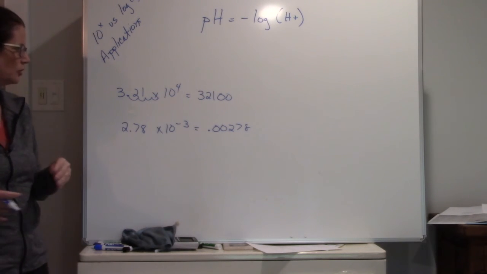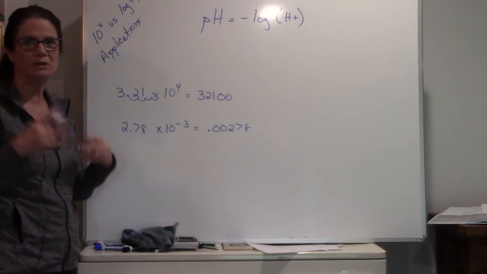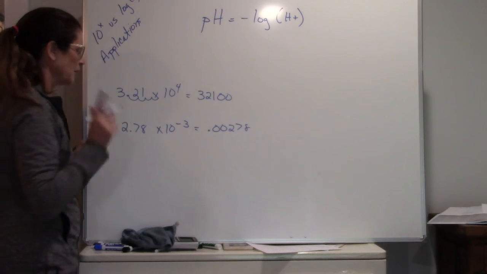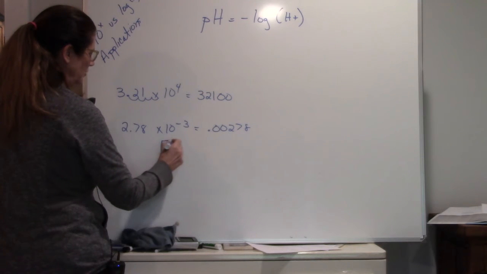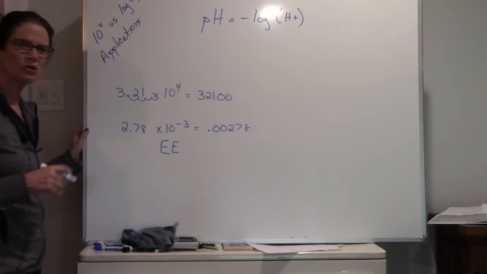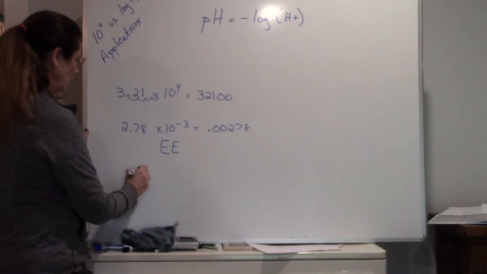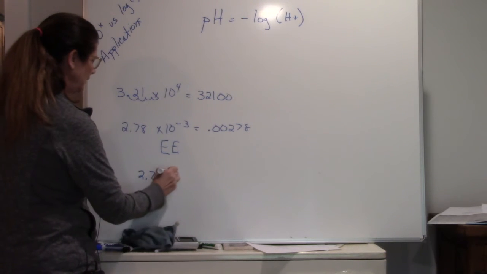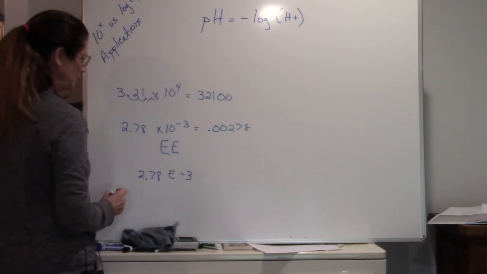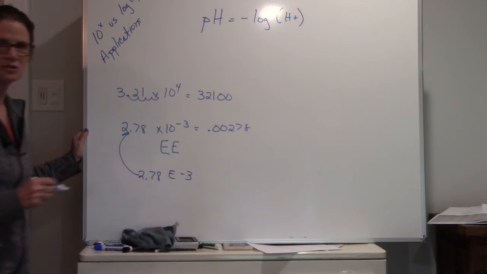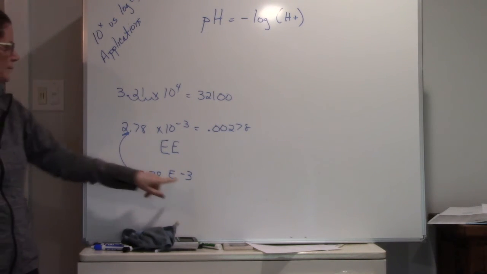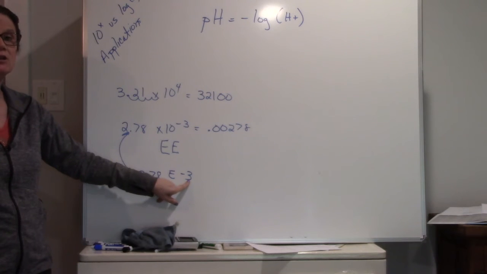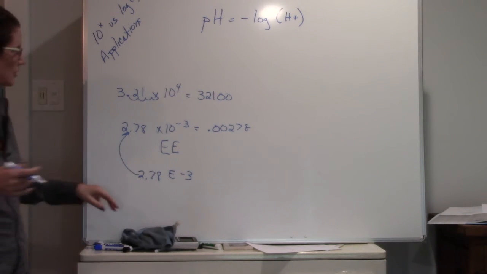And you're going to use this. The hydronium will always come in scientific notation. One thing to be aware of is scientific notation on your calculator has the symbol EE. So again, if you had 2.78 E to the negative 3, that's what that's actually saying. That E indicates it's in scientific notation, and the number after the E is the exponent on 10.